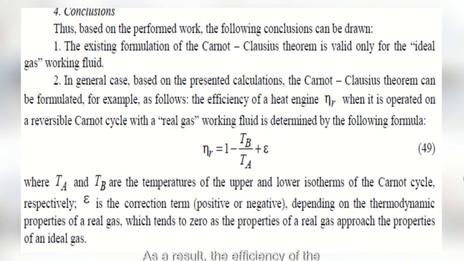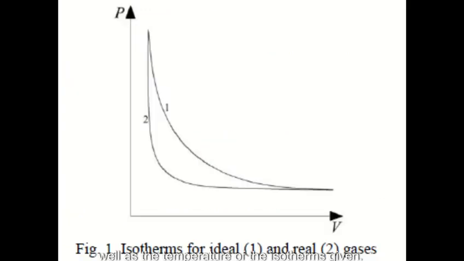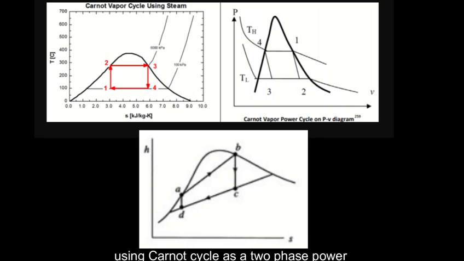As a result, the efficiency of the reversible heat engine using a real gas depends on the gas's chemical properties as well as the temperature of the isotherms given. Now coming to the second case, using the Carnot cycle as a 2-phase power generation cycle.